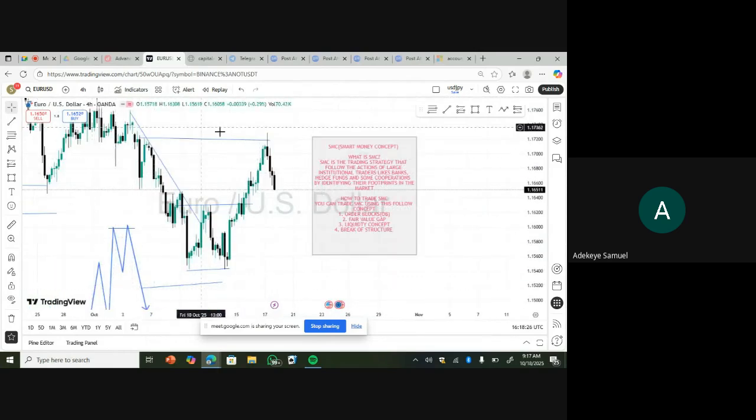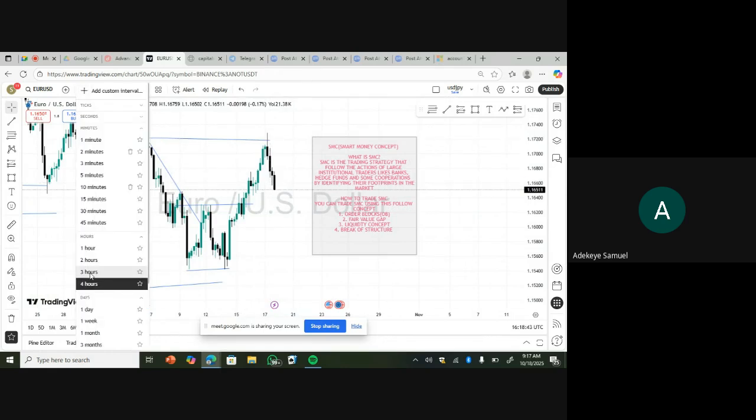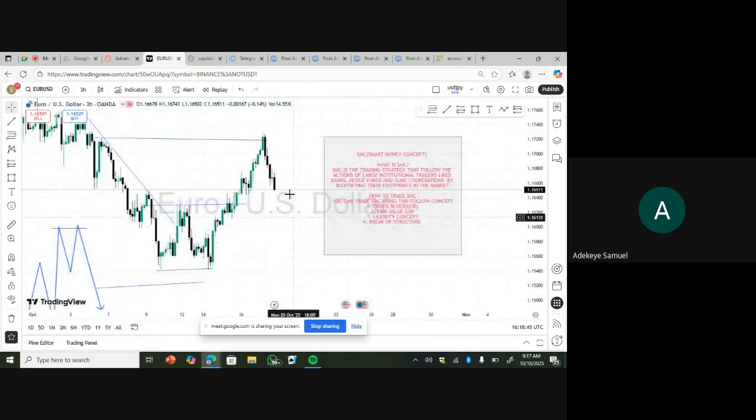Okay, we have the same, but the current candlestick on 4 hours is showing that sellers are in full control. Sellers are taking over from buyers now on 4 hours. But on 1 hour, on 3 hours, the current candlestick is showing that sellers are in full control of this market.